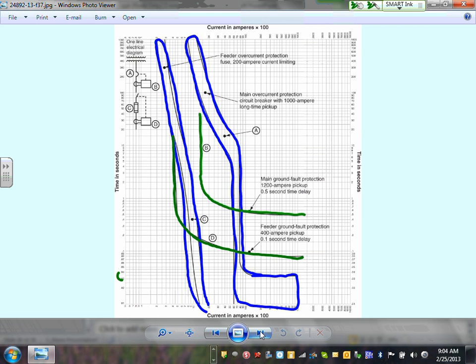So I have two circuit breakers. Each one of them has a ground fault. And now when you have a ground fault, you coordinate the ground fault with the ground fault and the phase with the phase. I have a 200 amp here and 1,000 amp coordinating. Look how they're set up. This one is set at 1200 amp. This is a 400 amp. And look at the 0.5 and 0.1.